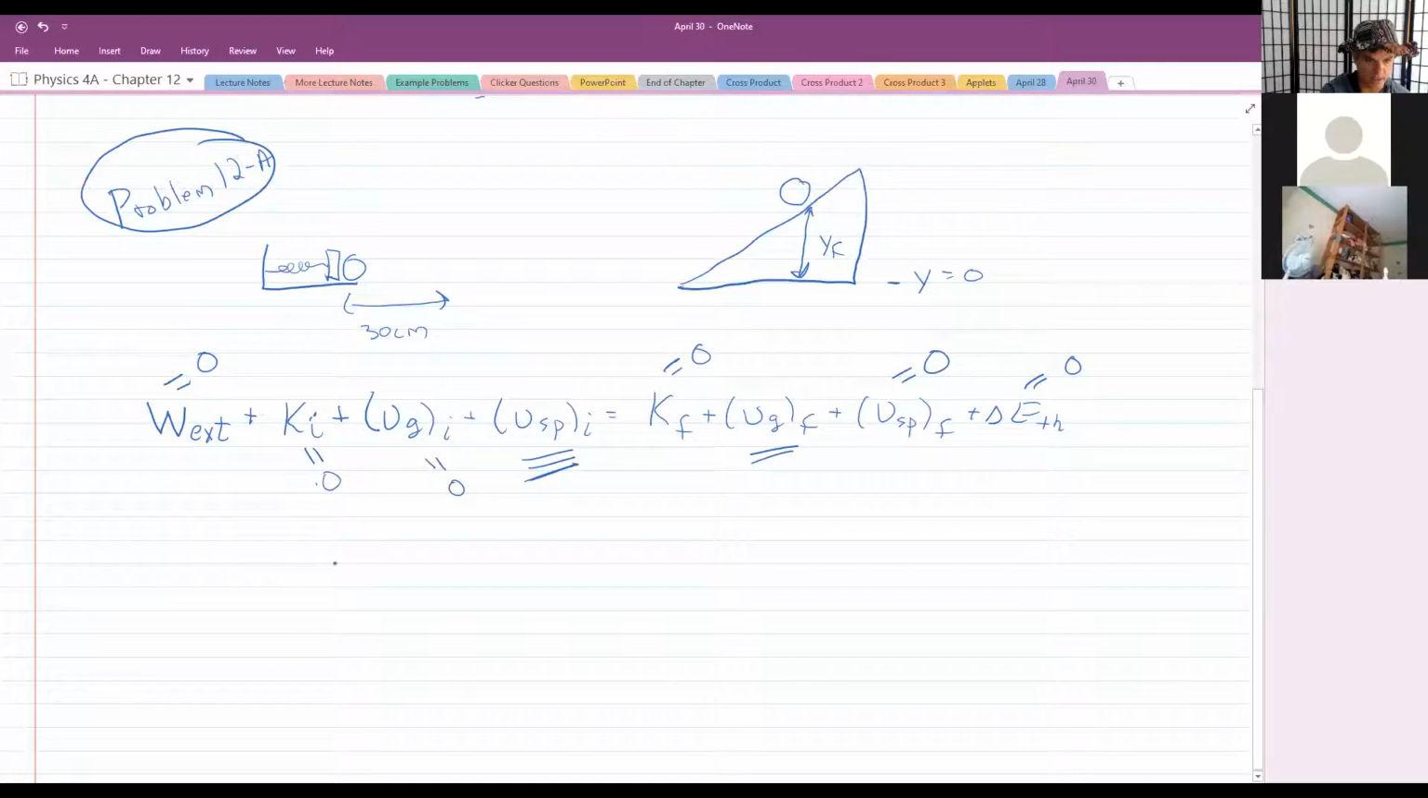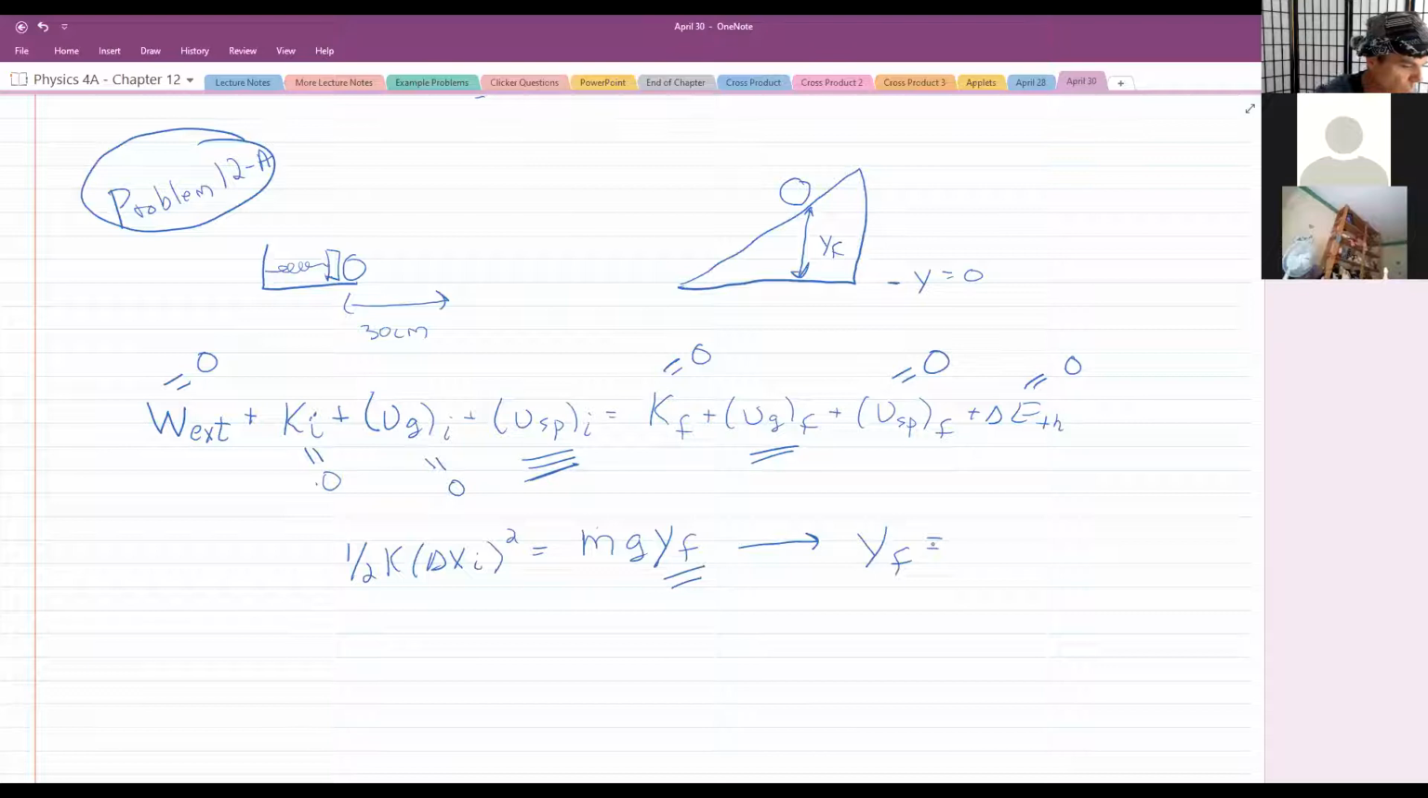So what I get is 1/2 k times delta x initial squared equals m g y final. Initially, it's all elastic potential energy stored in the compressed spring. At the end, it's all gravitational potential energy of the ball at its highest point. So let me just skip the math. You can just solve for this. We've got everything we need. We've got the mass, we've got k, we've got delta x, which you will get for y.